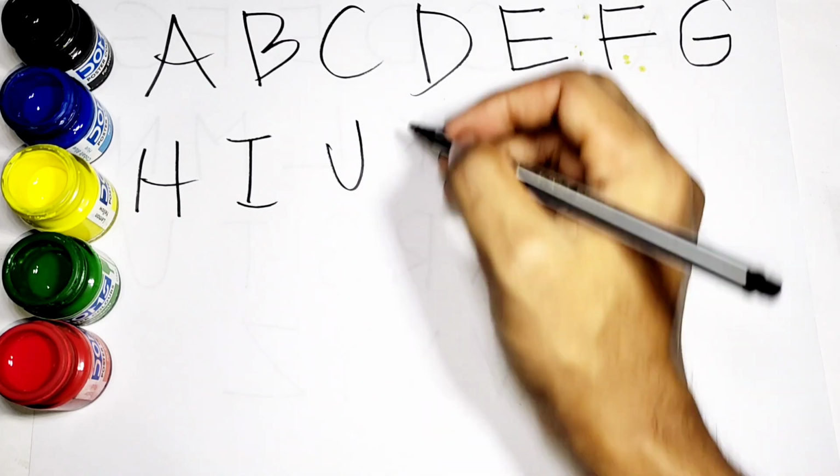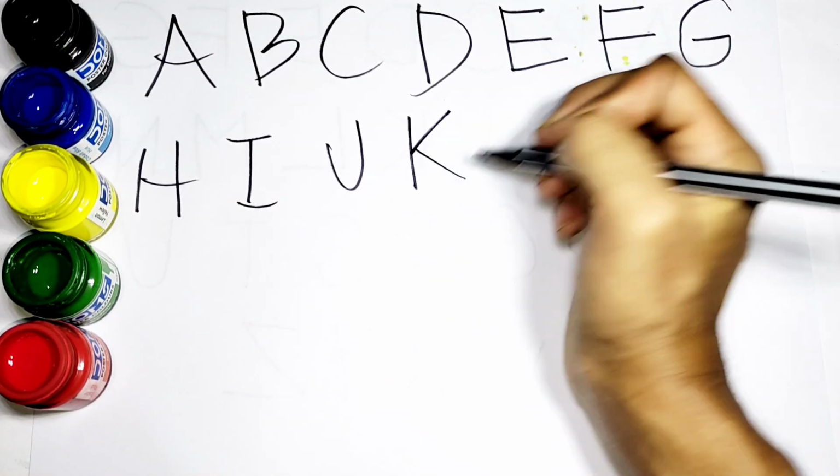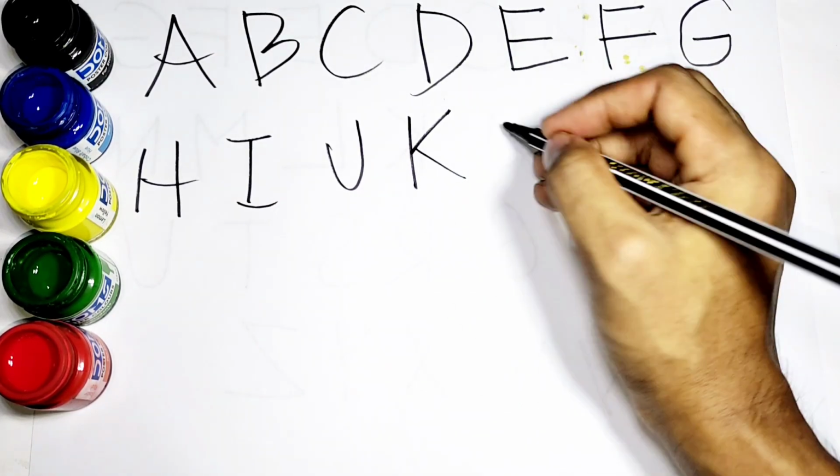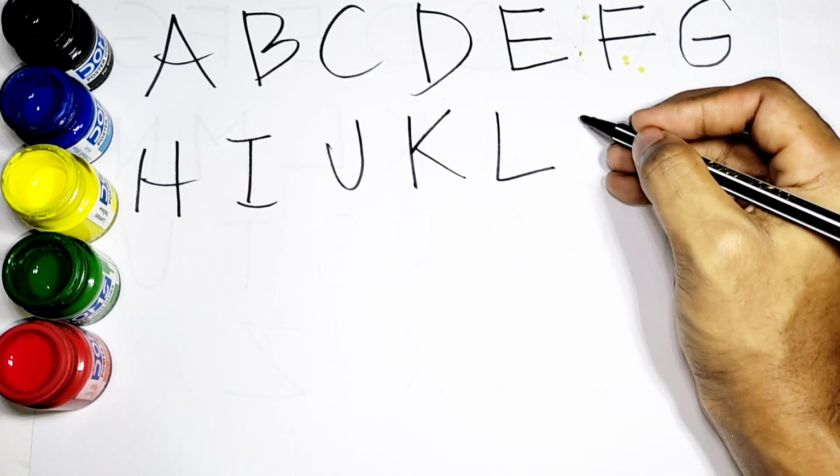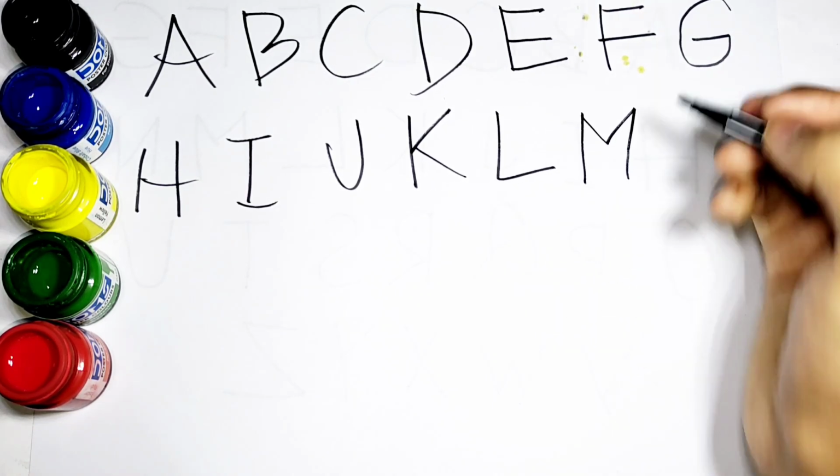Now we draw J. J for jackfruit. Now we draw K. K for kite. And the next one is L. L for lion, L for lemon. The next one is M. M for moon, M for mango.